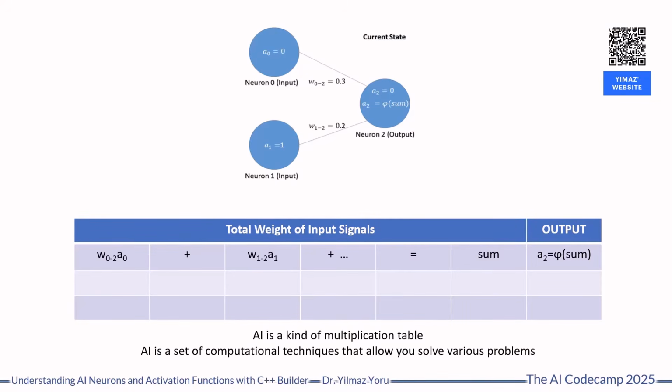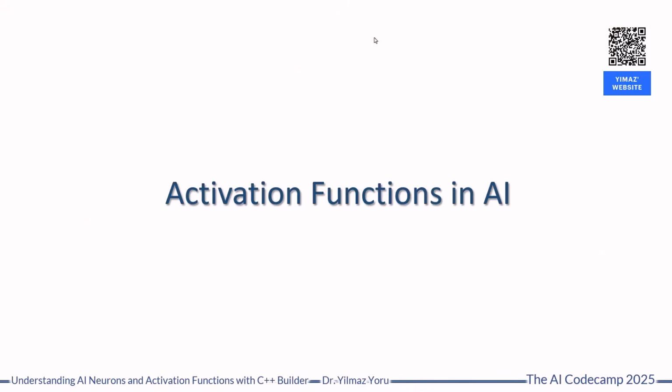AI is actually a set of computational techniques that allows you to solve various problems. In today's AI technology, we have machine learning and deep learning technologies, and we use activation functions a lot. So it is very important to decide your activation function very well and very fast in algorithms. This affects your computational speed, your results, and the performance of your AI application. Now let's look at some of these activation functions in artificial intelligence.